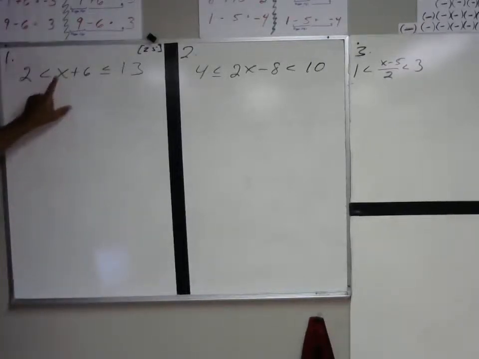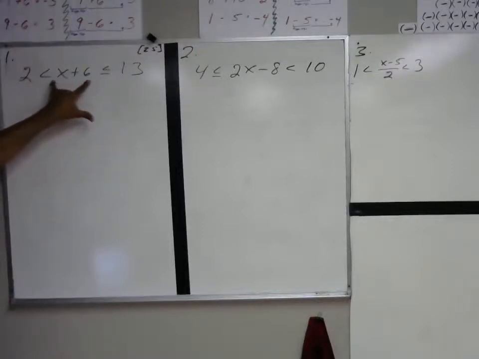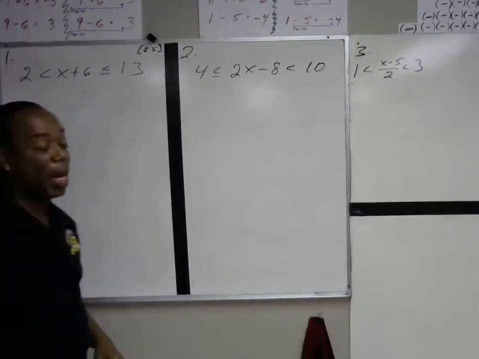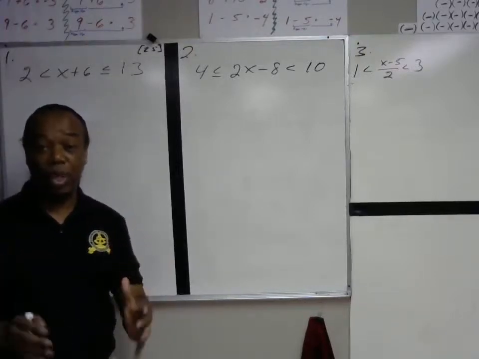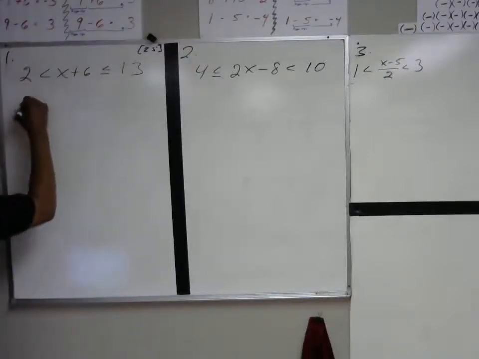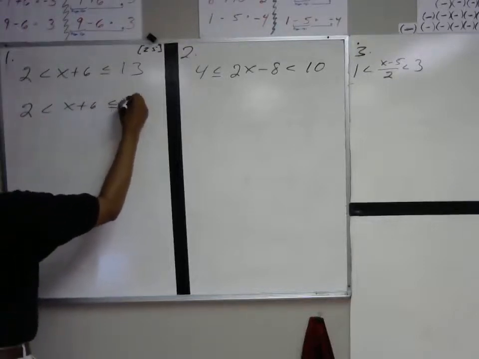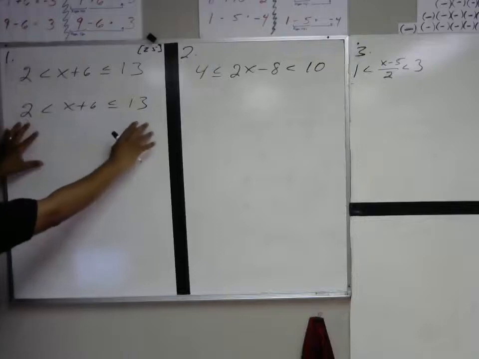We have x plus 6 between 2 and 13. Whenever you see two inequalities here, what we're typically looking at is an interval. Okay, so let's go ahead and solve. I'm going to preserve the integrity of the original problem. So we have 2 less than x plus 6 less than or equal to 13.